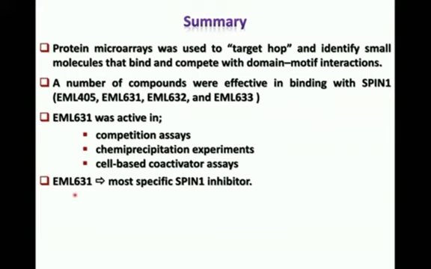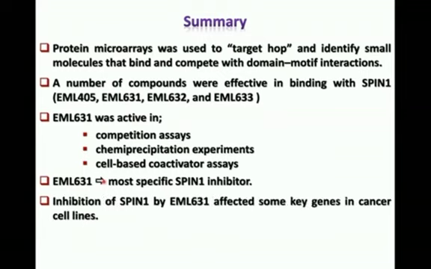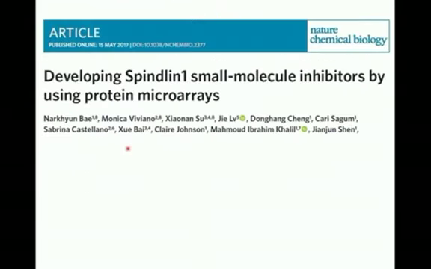Finally, EML631 was considered as the most specific SPIN1 inhibitor, and the inhibition of SPIN1 by 631 affected a lot of key genes in cancer cell lines. Okay? And of course, these protocols you have seen and these experiments have been published in Nature Chemical Biology.